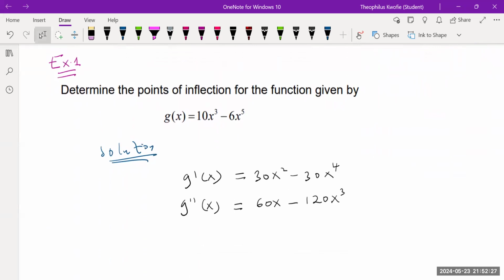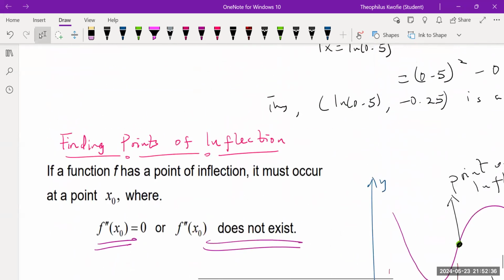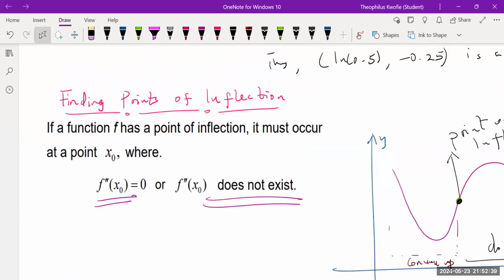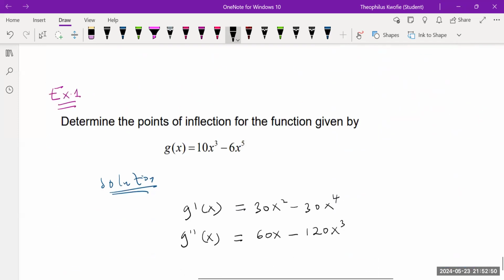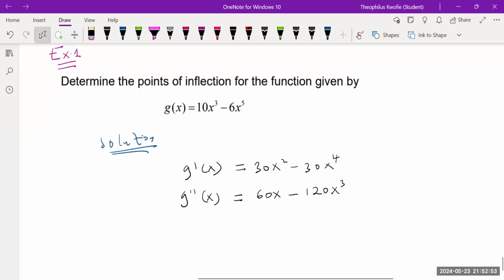Because this is just a polynomial, we are just going to set it to 0. If it was a rational function or some quotient, we would have to take into account the situation where the second derivative may not exist. We also have to look into that. But if it's just a polynomial, we just set it to 0. So let's take note of that, so that we know the point of inflection.